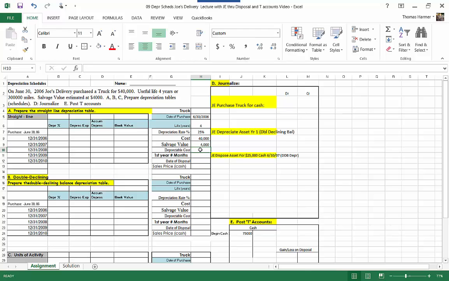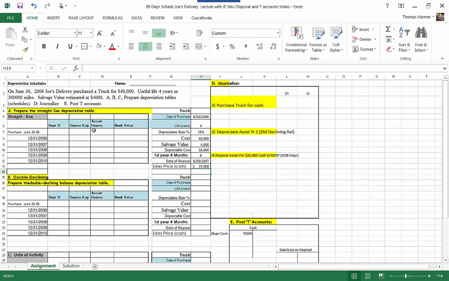So what is the depreciable cost? The depreciable cost is the difference between the cost less the salvage value. So that's going to be $36,000. That's how much we're going to be depreciating the asset over its useful life. The first year number of months: well, look at this. This was purchased on June 30th, not January 1st. So the number of months in the first year is 6 months. The date of disposal is given to us later. Disposal is on 6/30/07, a year later. And the sales price is given at $25,000.